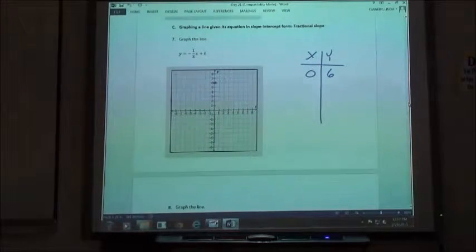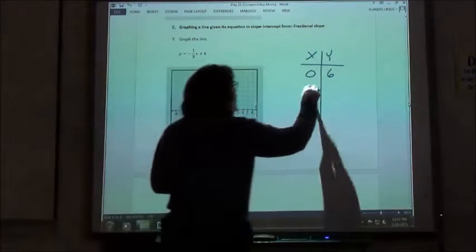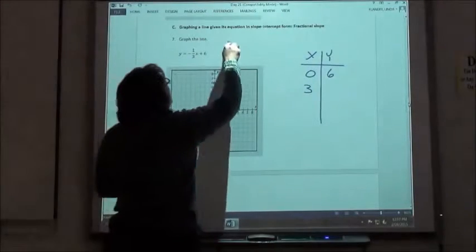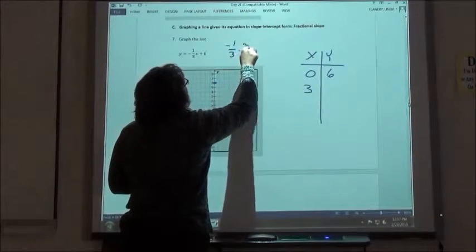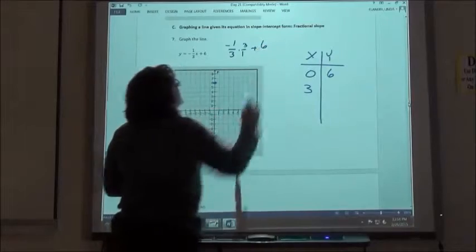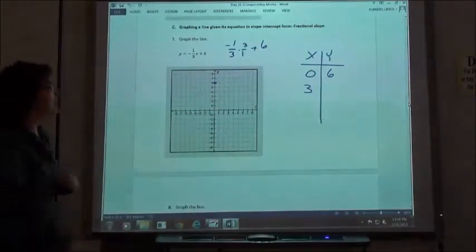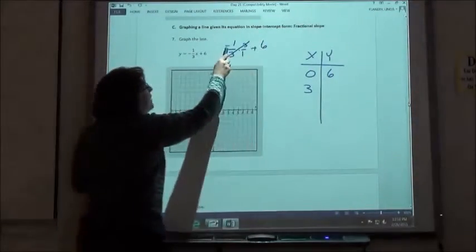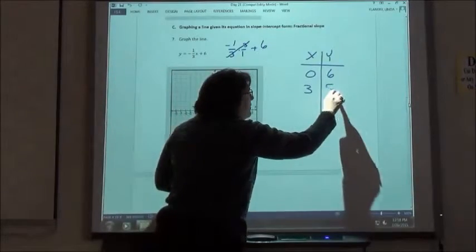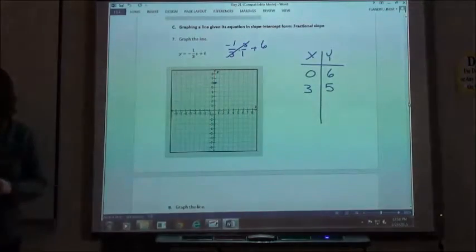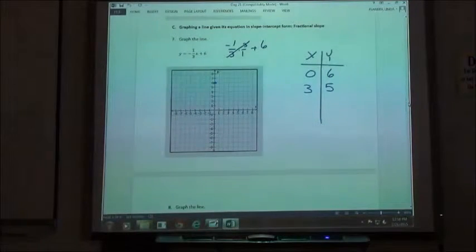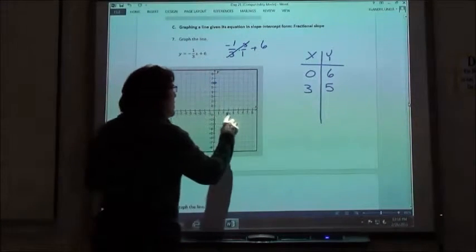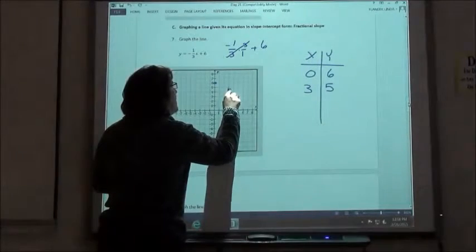Now, when I'm picking my numbers for x, we said because we have that fraction, we want to pick multiples of the denominator. What might I pick for x? 3 would be a good choice because there's a 3 in the denominator. Negative 1/3 times 3 over 1 plus 6. So the 3's cancel. Negative 1 plus 6 is 5, right? So 3 over, up 1, 2, 3, 4, 5.